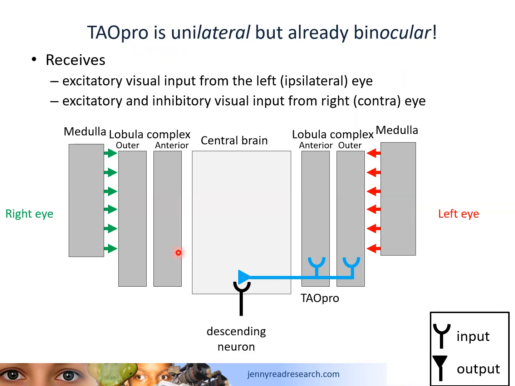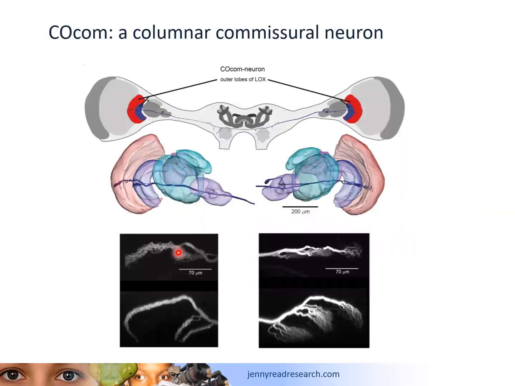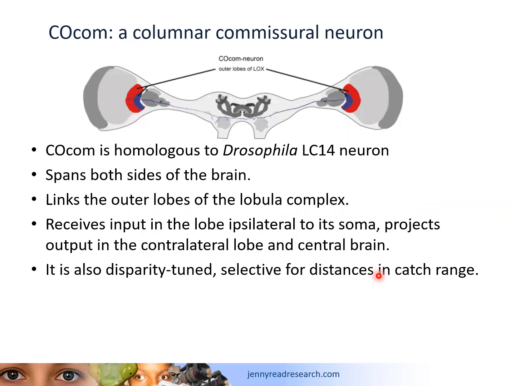Okay, so it's getting binocular input, which raises the question, where is it getting it from? And the answer may be the next neuron, COCOM, standing for columnar commissural neuron. That's the one you saw in the video that went right the way across the brain, and this is zooming in on its inputs and outputs there. So interestingly, it's homologous to a neuron called LC14 in Drosophila, and so potentially we might learn more about it from the Drosophila people. I'm actually going up to speak with one of them tomorrow, so that'll be good.